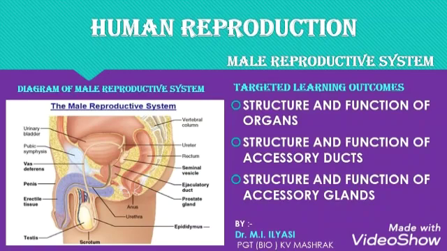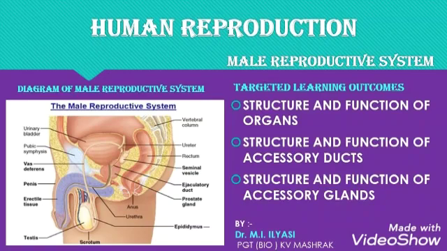The testes are placed outside the abdominal cavity so as to maintain a temperature that is 2 to 3 degrees Celsius lower than the average human body temperature. The lower temperature in testes is required for spermatogenesis, as the normal human body temperature can lead to mutation in sperms. Testis is oval in shape. It is 4 to 5 cm long and 2 to 3 cm wide.